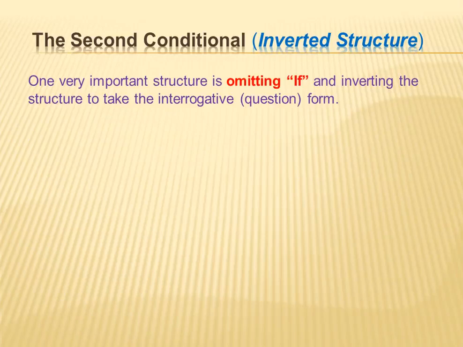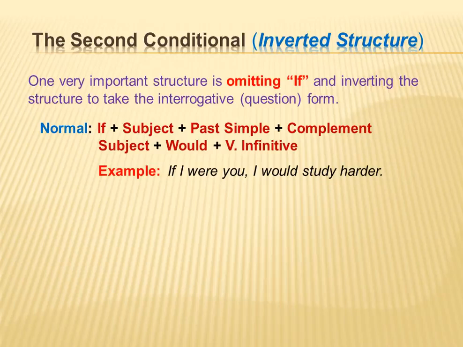One very important structure is omitting if, and inverting the structure to take the interrogative question form. It means that if you want to use it in interrogative form, you can omit if. For the normal form, if plus subject plus past simple plus complement. In the main clause you have subject plus would plus infinitive.